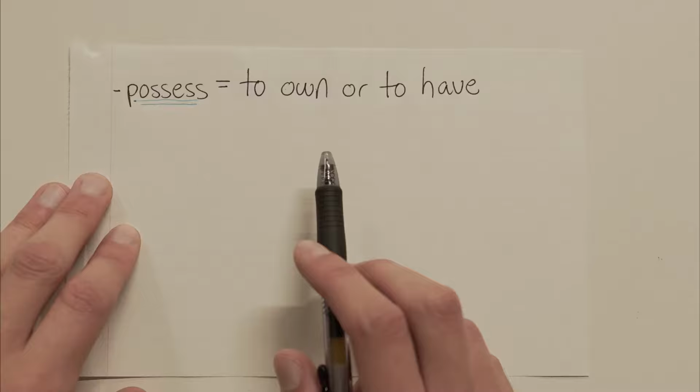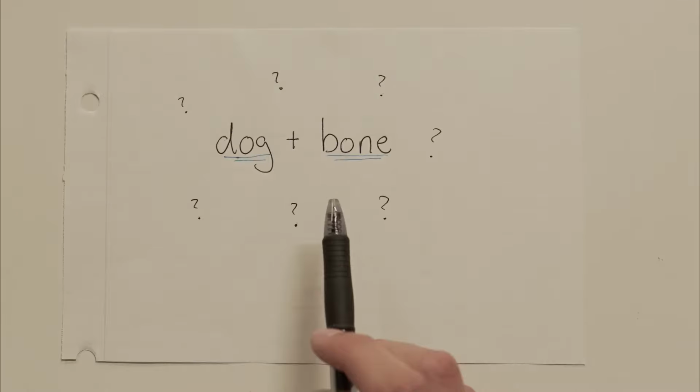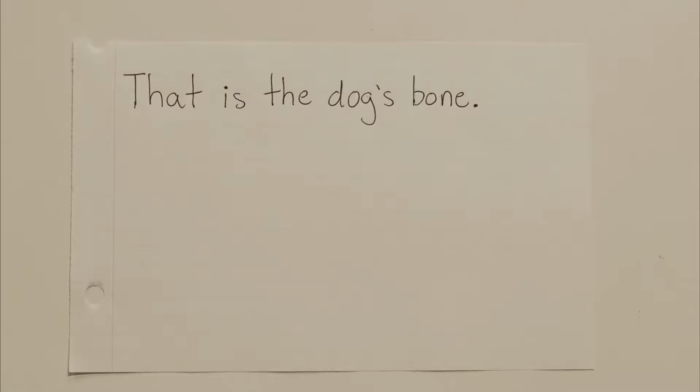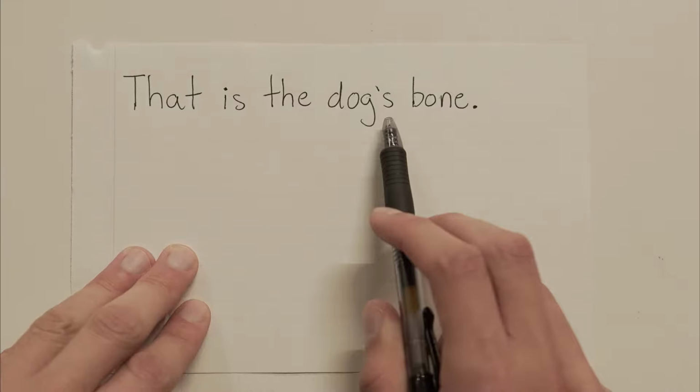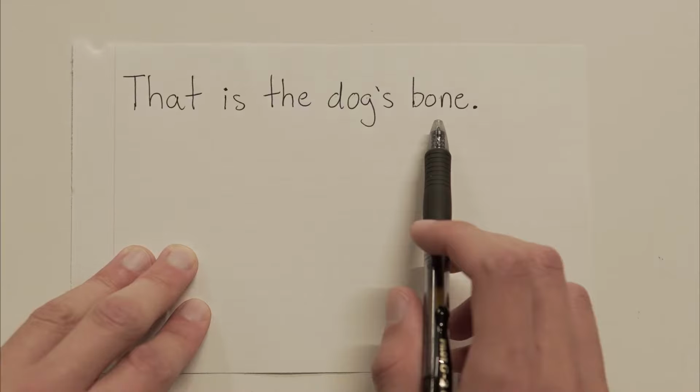So what if that one dog has a bone? Well, it'd be the dog's bone. But how do we write that? Well, just like this. If there's just one dog, it's not about the number of bones, it's about the number of dogs. If we have just one dog, we would write, that is the dog's bone. So I took my singular word dog and added an apostrophe and then the letter S. And then right after that, I put the thing that the dog possesses, the bone.